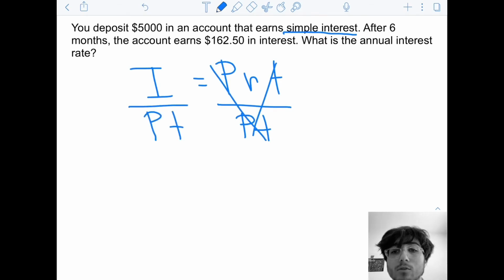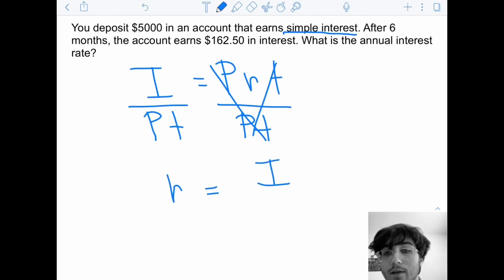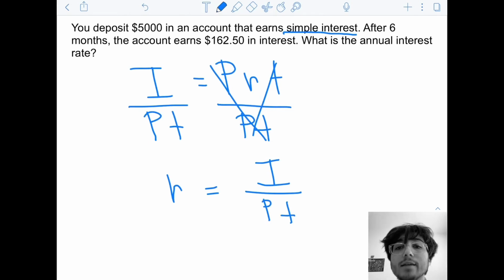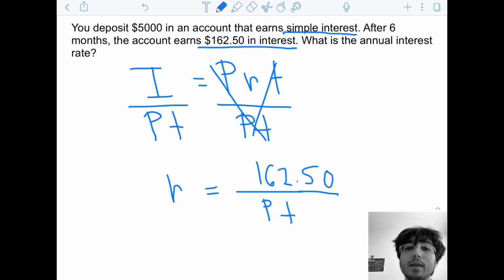So you're left with R equals I over PT. So I equals $162.50, because we earn $162.50 in interest. So we're going to substitute that. And the principal, which remember is the original amount, is $5,000, because that's how much we deposited.